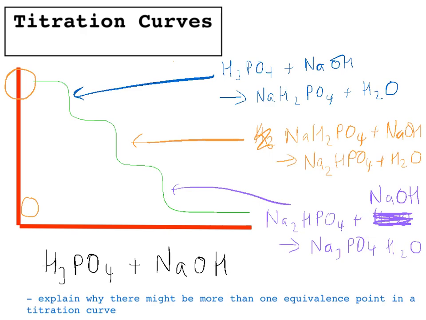Now that can happen with any acid that has more than one hydrogen in it. So sulfuric acid will do exactly the same thing, but sulfuric acid only has two hydrogens in it, so it's H2SO4, which means there would be two equivalence points. And in your assessed homework, you've got a question where you've got to write an equation for the equivalence points, and hopefully you'll be able to do that now.